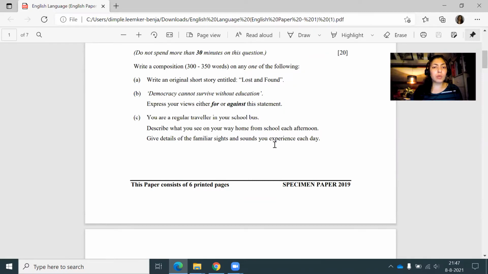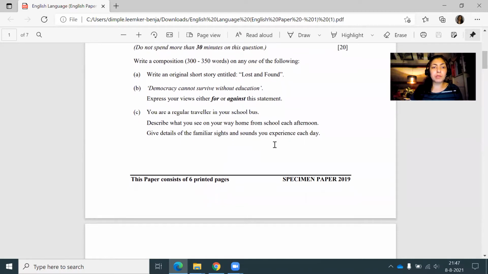Let's think, what do we need to do? We need to write a short story. The first one is a short story. B, democracy cannot survive without education. Express your views either for or against this statement. This is an argumentative essay, all right?